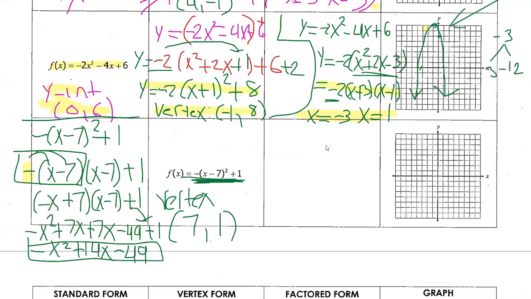I don't really have a lot of space, sorry, but our y-intercept would be (0, negative 49). So obviously that's not going to fit on our graph. Now we need to factor the standard form. I'm just going to write what we just found: negative x squared plus 14x minus 49.